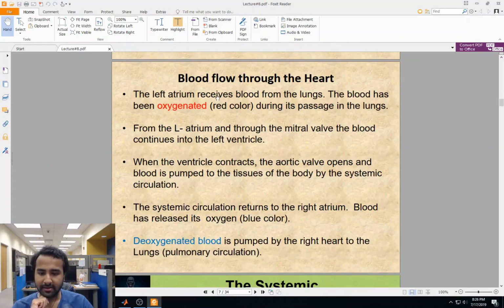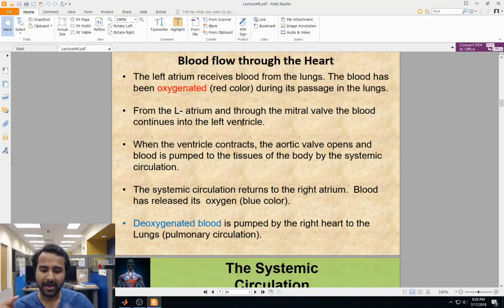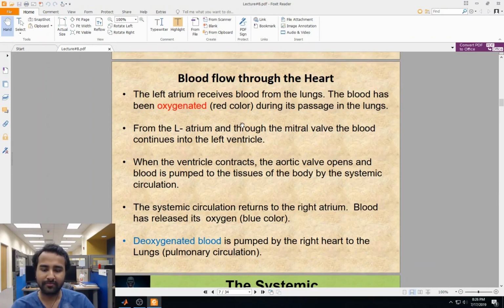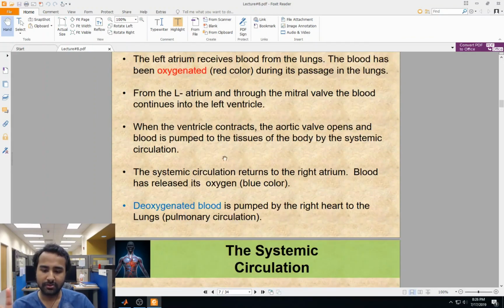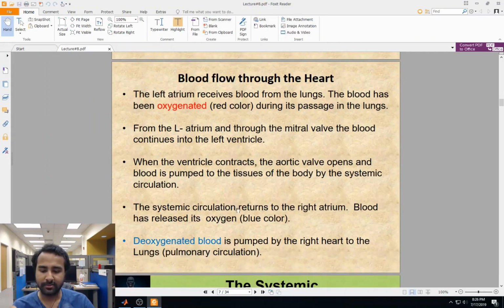And this little summary basically just shows you how the blood flows through the heart, but in words. I don't find it that useful, but you can read this. I'm going to go ahead of this and then explain the loop after I talk about each individual circulation. So you can go through this as sort of a summary.